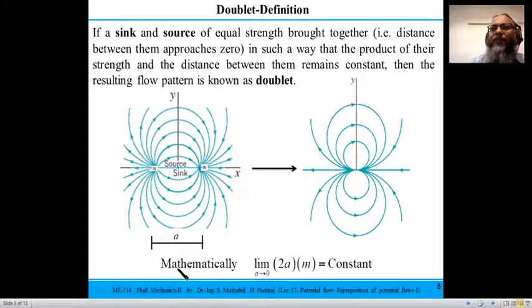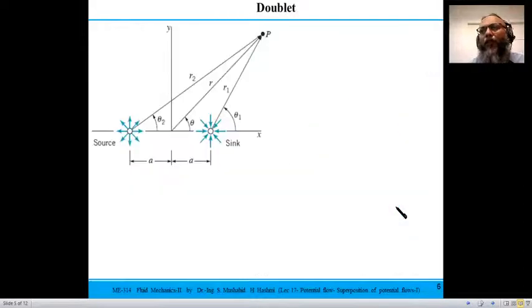This mathematical equation is just the mathematical form of this statement. What we are doing is a is approaching zero, so the distance between them is approaching zero in such a manner that the product of the distance and the strength of the source or sink, because they are of equal strength, so it would be m, remains constant. If the constant is maintained and the streamlines end up with some resulting pattern, this pattern is given the name doublet.